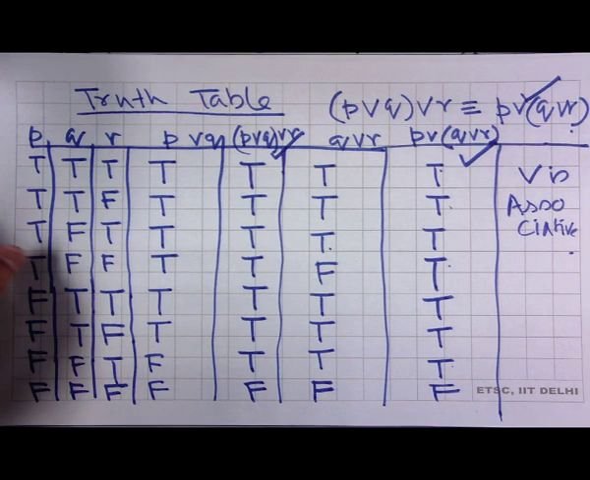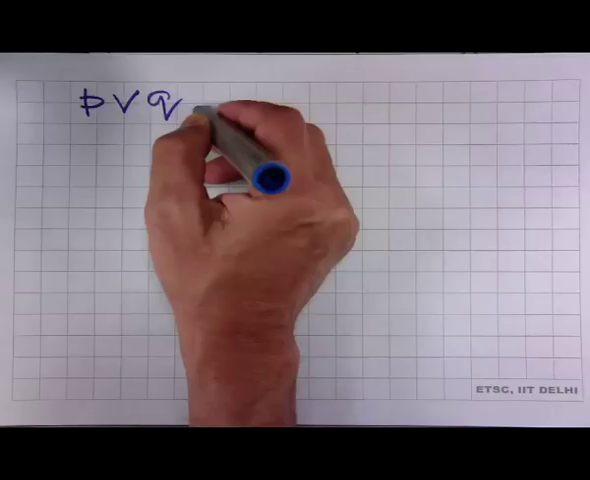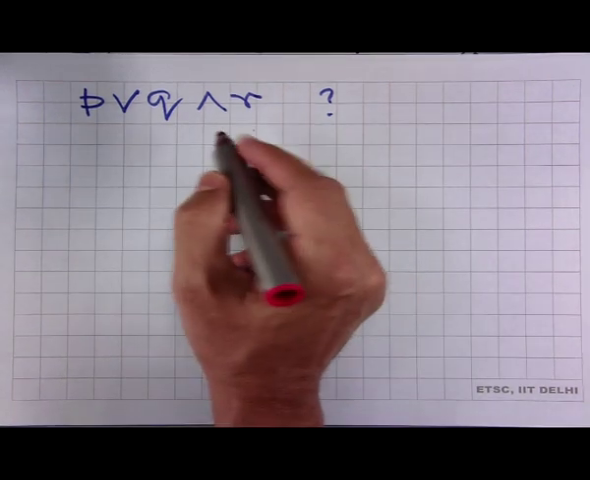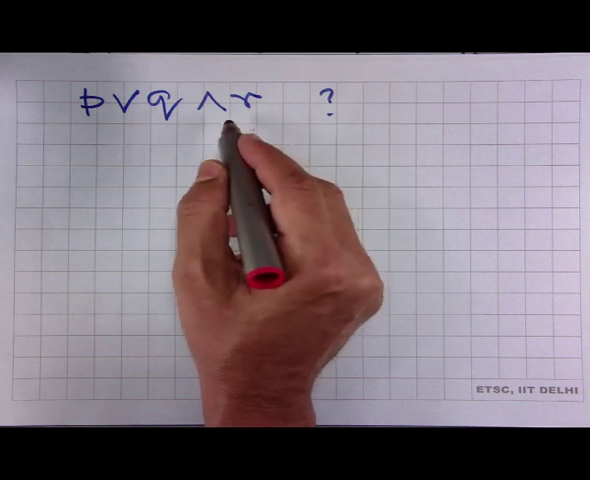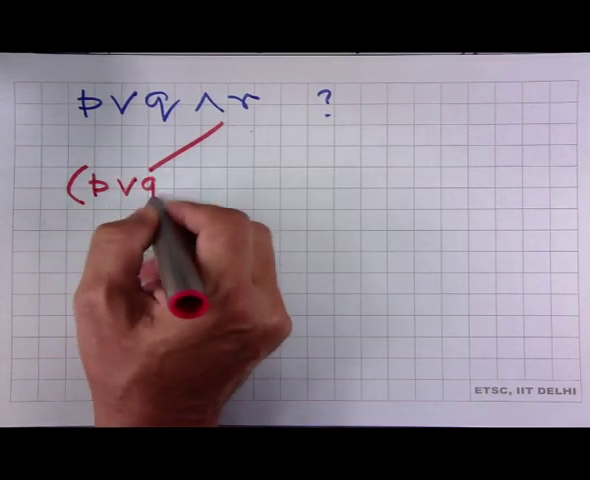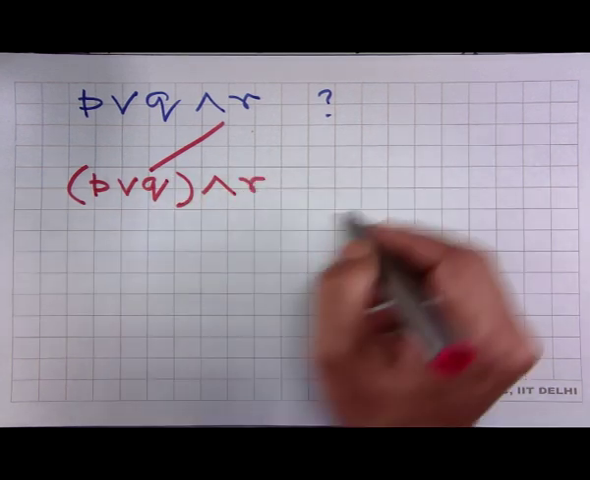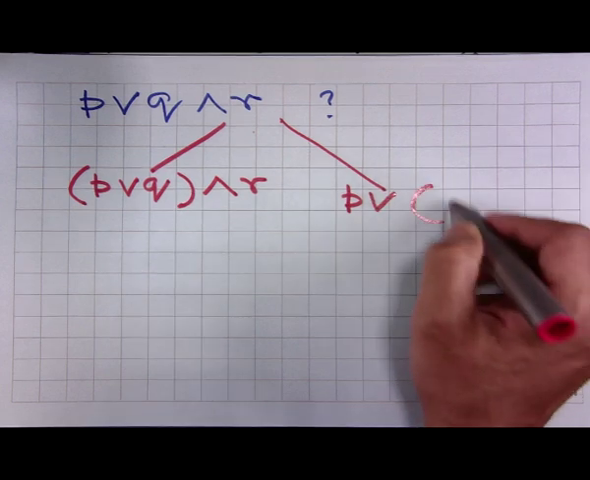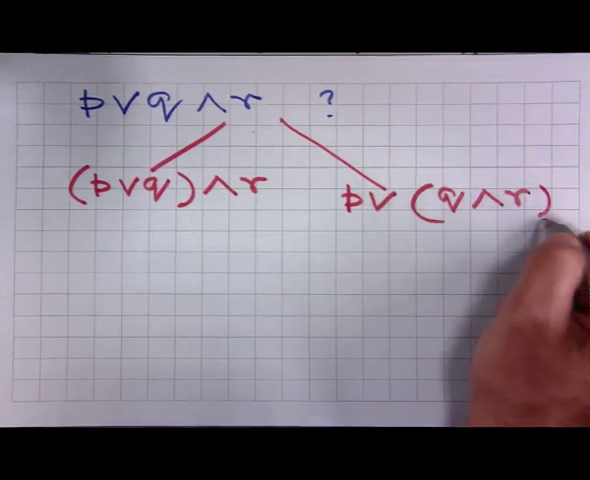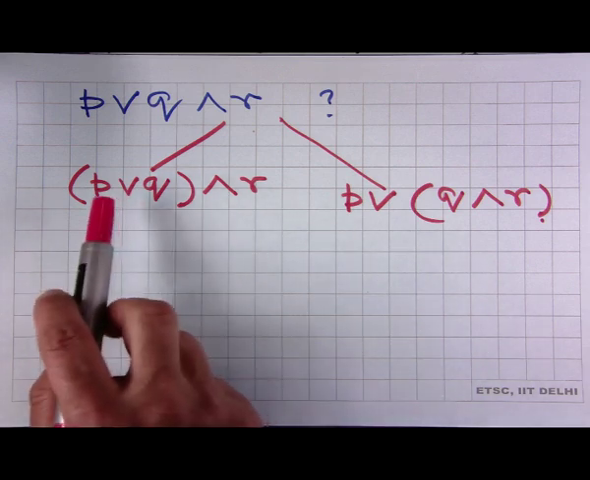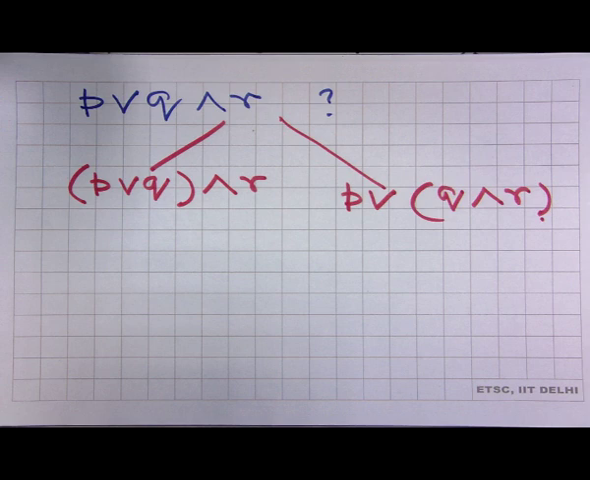What about then P or Q and R? If we write the symbols like this, then it is clear that there is an ambiguity. It may have two interpretations. It is (P or Q) and R, or P or (Q and R), right? So, we need to check if these two have the same meaning.